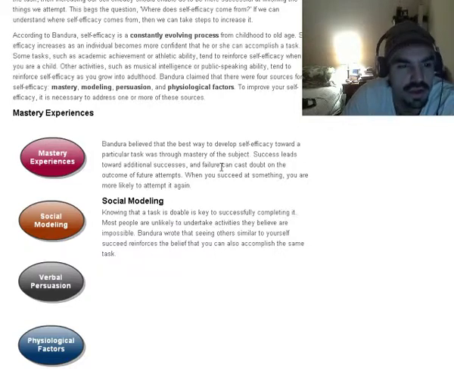Social modeling. Knowing that a task is doable is key to successfully completing it. Most people are unlikely to undertake activities they believe are impossible. Bandura wrote that seeing others similar to yourself succeed reinforces the belief that you can also accomplish the same task.